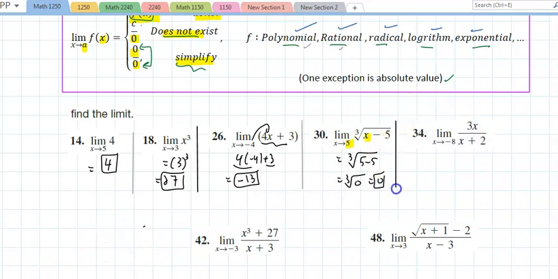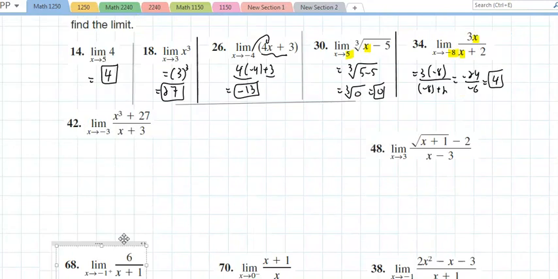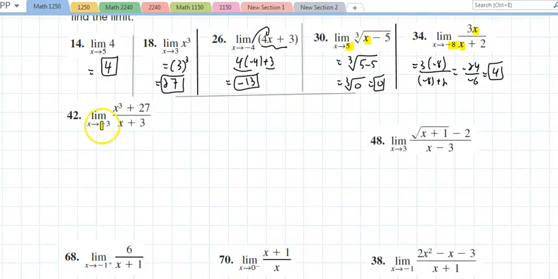How about 34? So this homework runs really smoothly. Throw a -8 in there and there. So that is 3 times -8 divided by -8 plus 2. Wouldn't that be -24 over -6? Isn't that a positive 4? What if I attempted number 42? What if I substituted a negative 3 right there and right there? Wouldn't that be negative 27 plus 27?